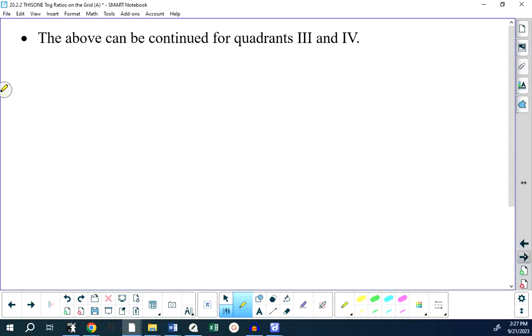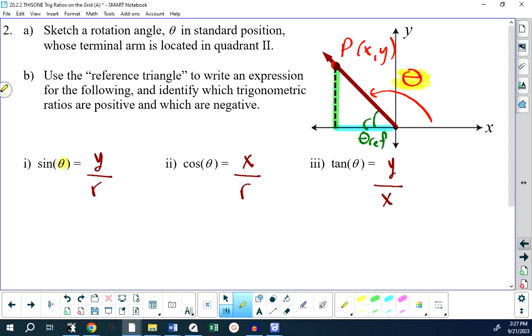What can we determine? I don't think I have that. Can I just see your notes here? See, I'm going to add one more thing. What can you tell me about the positiveness or the negativeness of each of these if the rotation angle is in quadrant 2?